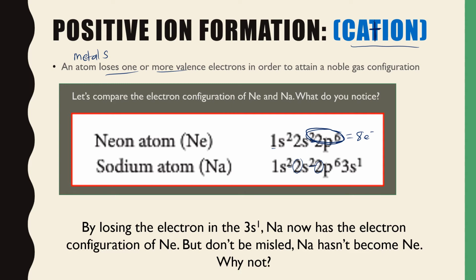So what I'm going to see here as the electrons are transferred, if this sodium loses that electron in energy level 3, sublevel s, the only thing that remains is what matches that of neon. So the way the electrons are arranged matches the configuration of neon, but it doesn't mean that sodium has become neon. It just has its electrons arranged in the same way that neon does.